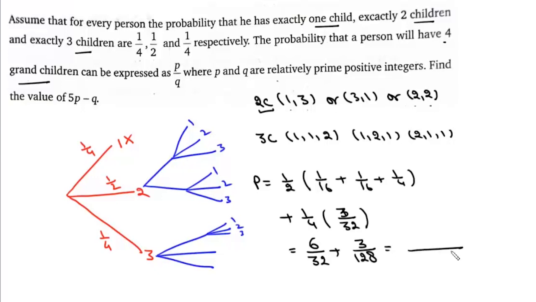Now we simplify this, it will be 27 upon 128 and that's the value of P by Q. Now we need to find the value of 5P minus Q. So it will be 5 into 27 minus 128 and that will be simply 7. So answer to this question is 7.